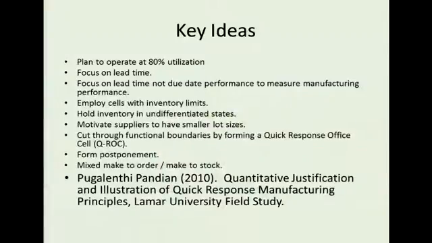Employ cellular manufacturing. Employ cells with limited inventory, and I'll talk about that. Another big thing, hold inventory in undifferentiated states. Look for opportunities to pool inventory. Motivate suppliers to have small lot sizes. Cut through functional boundaries for quick response manufacturing. So they're really into cellular, and we'll talk about that in 2 lectures. Quick response manufacturing is a cellular approach. Make sure that you delay differentiating the product as long as possible, and mix make to order and make to stock.